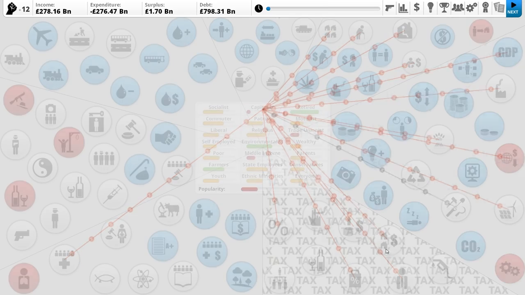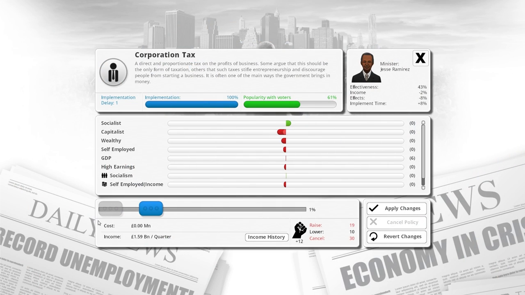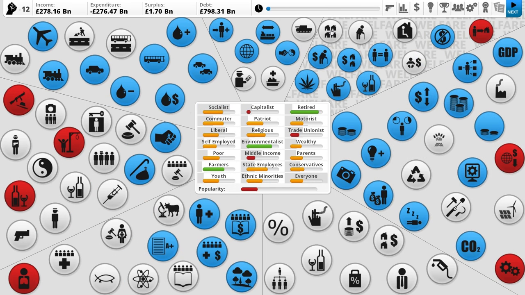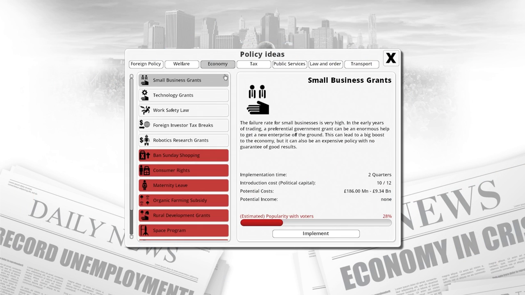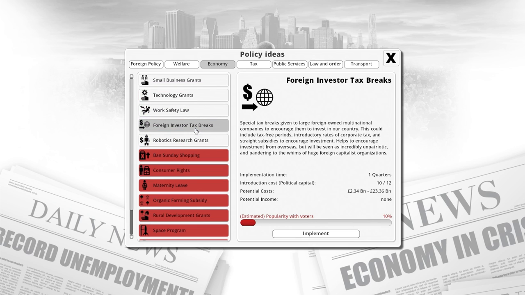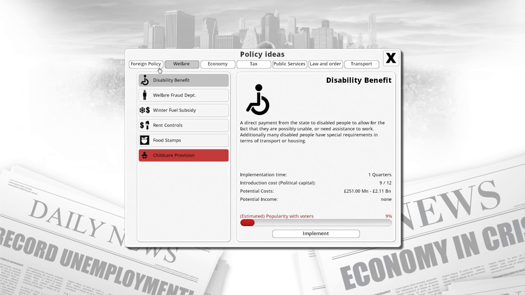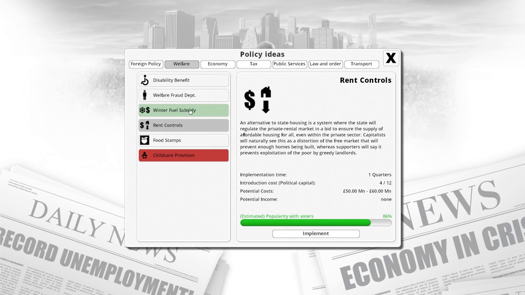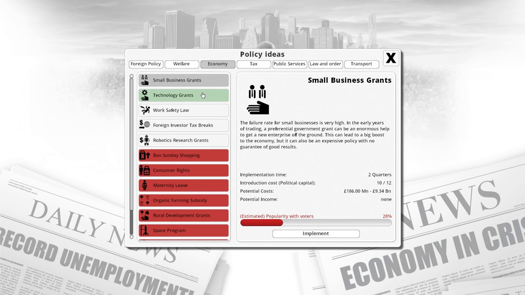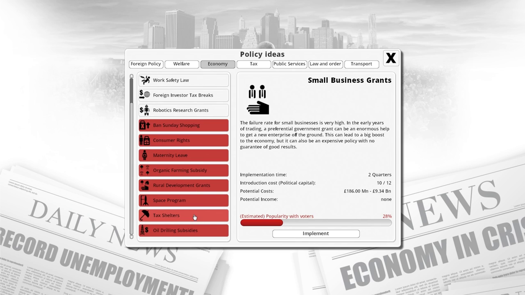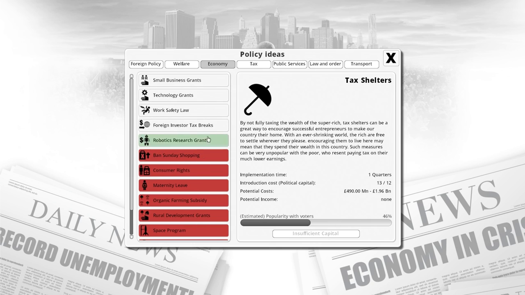Ooh, what can we do here? Corporations tax. Could we lower this? That's making us a lot of money. Okay, maybe I can implement something else. Economy. Something that will... Foreign investor tax breaks. Taxes, public services, law and order. Transport. Welfare. Maybe something that will make the capitalists happy. What would they like? They wouldn't like any of this, would they? Tax shelters, that's what they would like.